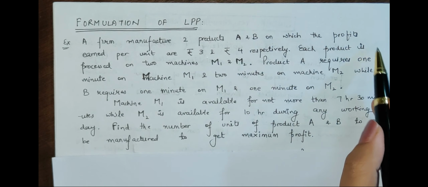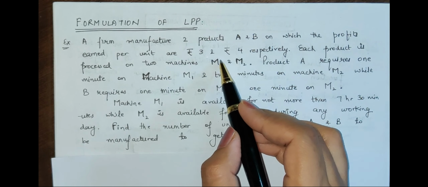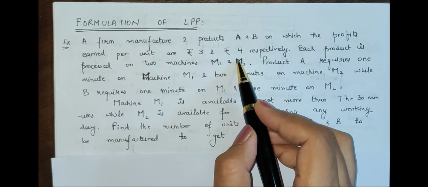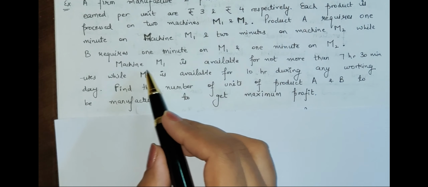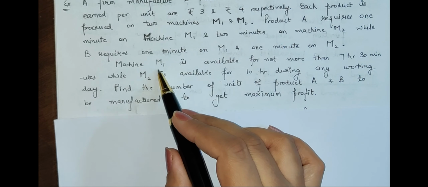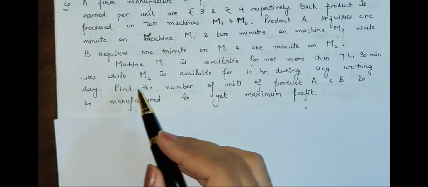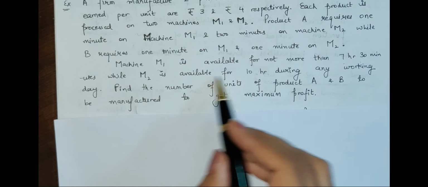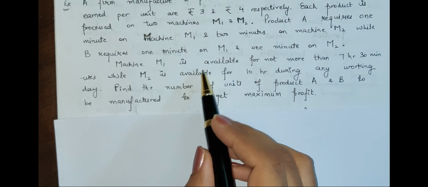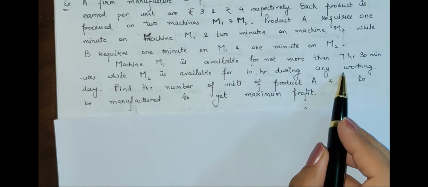So by this we came to know that we have four things in the picture. There are two products and two machineries, and how much time each product takes on each machinery is given. Next, machine M1 is available for not more than 7 hours 30 minutes. It means machine M1 can work a maximum of 7 hours 30 minutes, not more than that, while M2 is available for 10 hours. This is the availability of resources, that is, how much time your resources are available to you. So M2 is available for 10 hours during any working day.